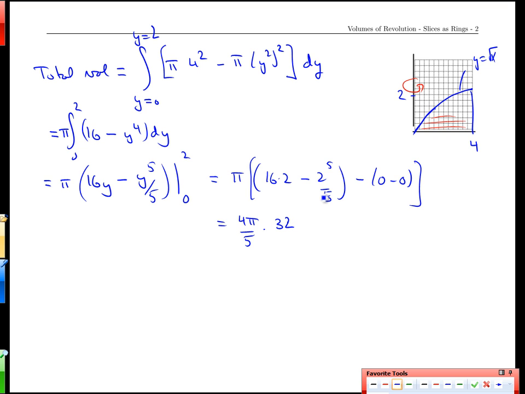And if we want to figure that out exactly, we can grab our calculator. 80.42 cubic units is a good numerical approximation to the volume of the shape we just created by revolving y equals root x around the y-axis with these other 2 boundaries imposed.